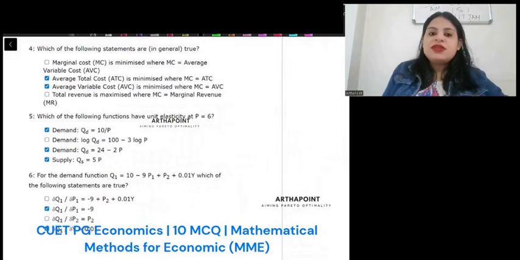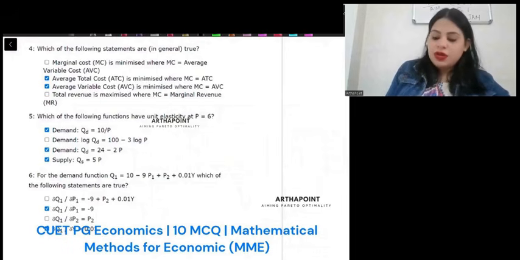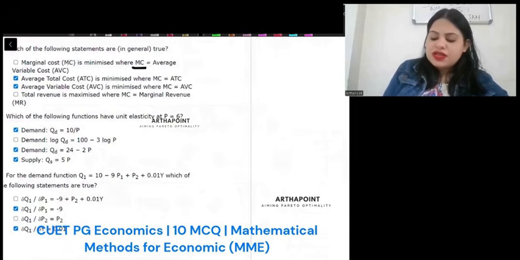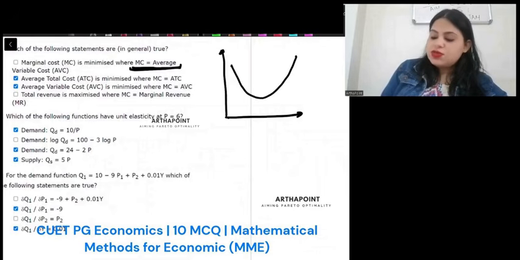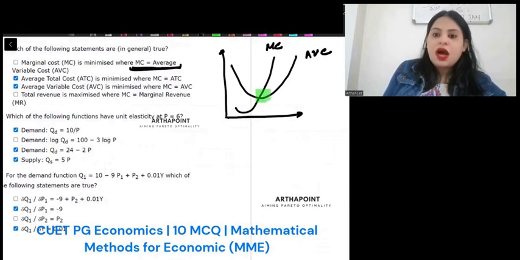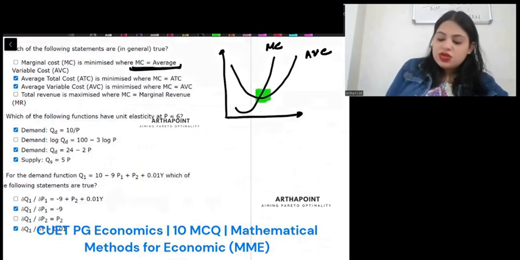Which of the statements are true in general? Marginal cost is minimized when MC is equal to AVC. Nana. AVC is minimized. So if you remember, this was your AVC. This is your MC. So AVC is at its minima, right? When the two are equal. So this is incorrect.